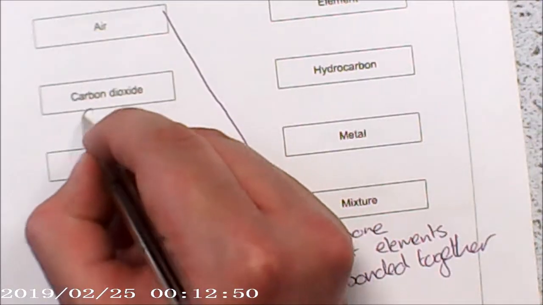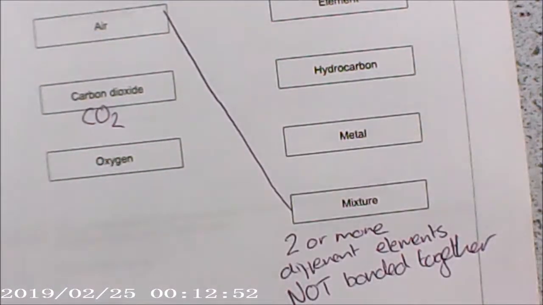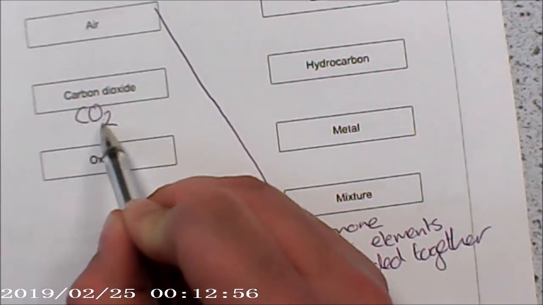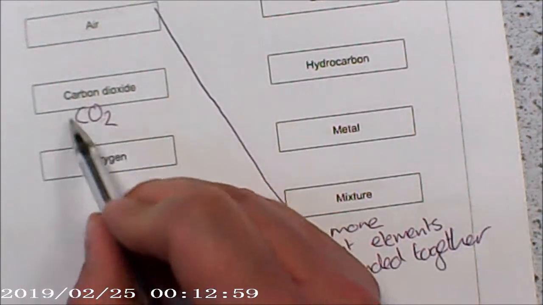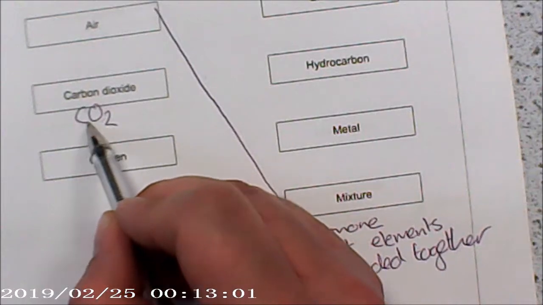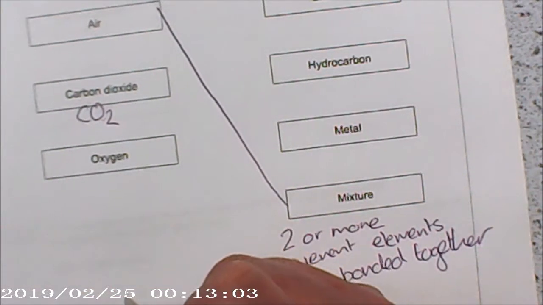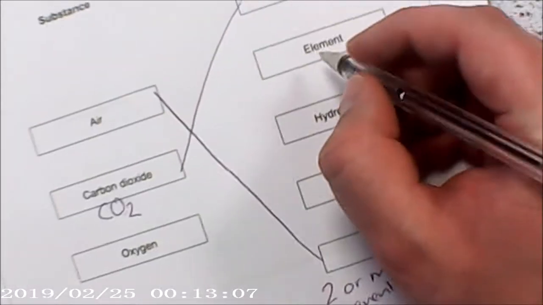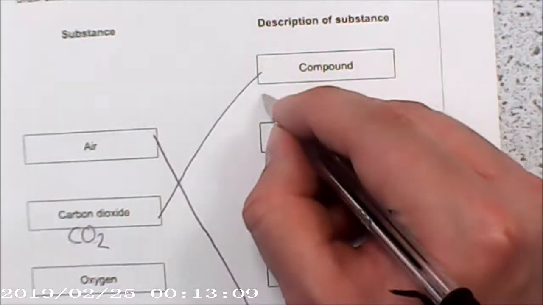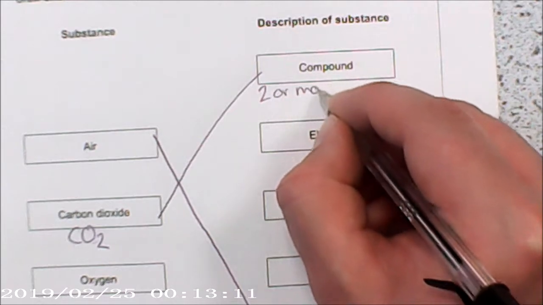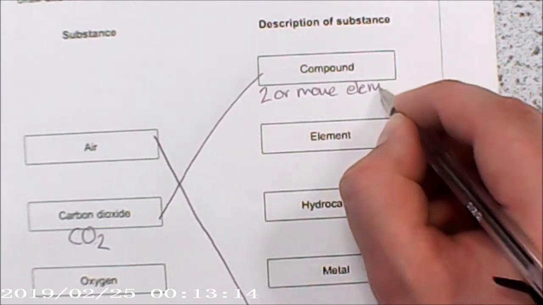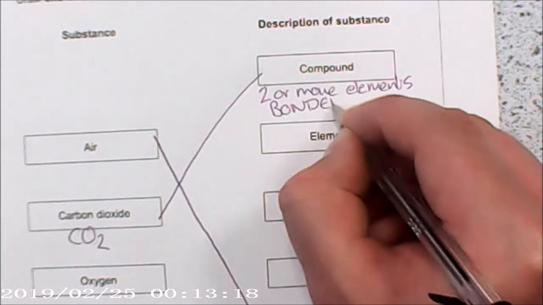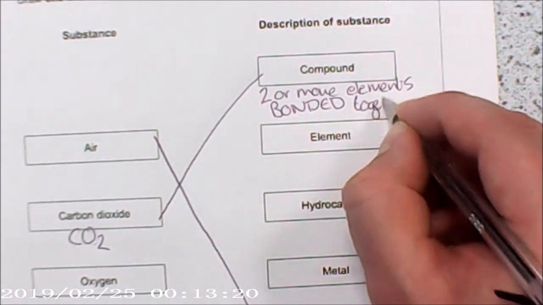So we all should know that carbon dioxide is CO2, so it contains more than one element, and we know from our bonding in paper 1 that they are bonded together. So that means it must be a compound. Okay, so a compound is 2 or more elements that are bonded together.